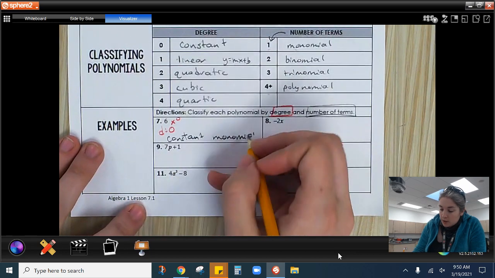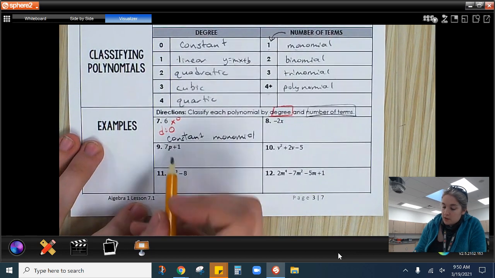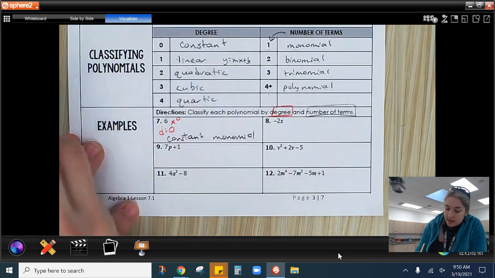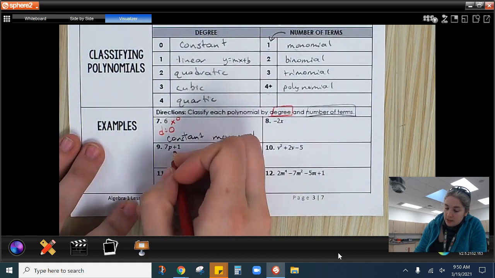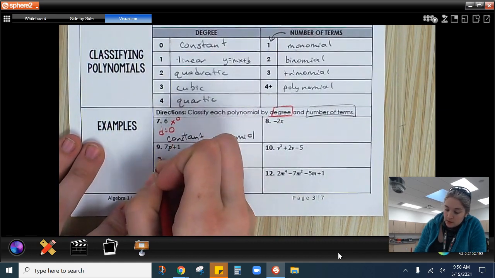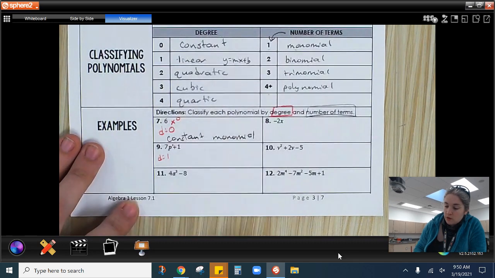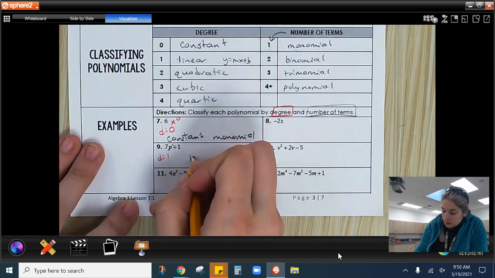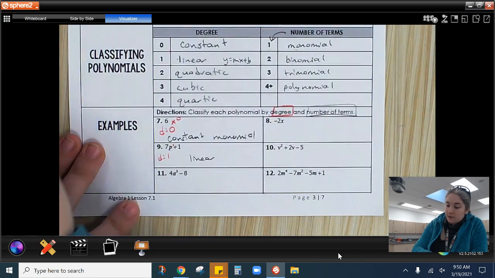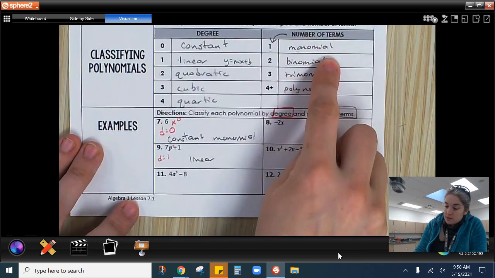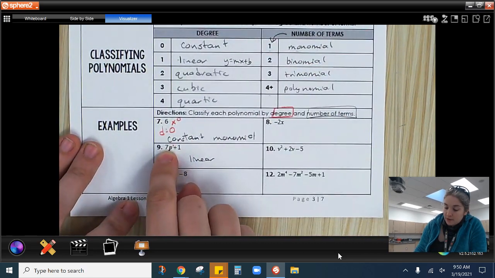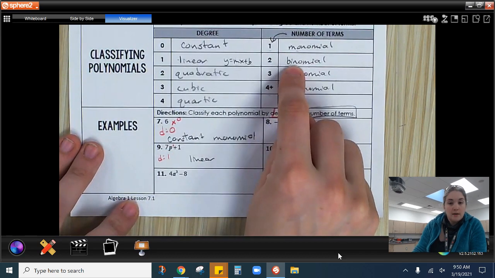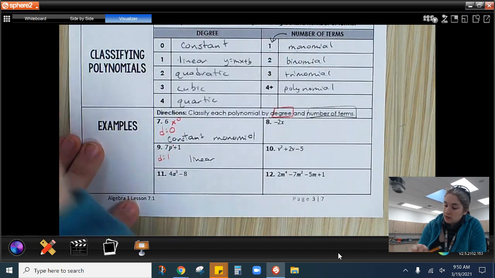So our next one right here, let's just skip down here. This one has a degree, 7p plus 1. The p has an exponent of 1, so it has a degree of 1. So that means that this is going to be a linear. And then if we look at it, how many terms does it have? Well, it's got 7p and a 1. That's 2, right? 2 terms, so it's a binomial.